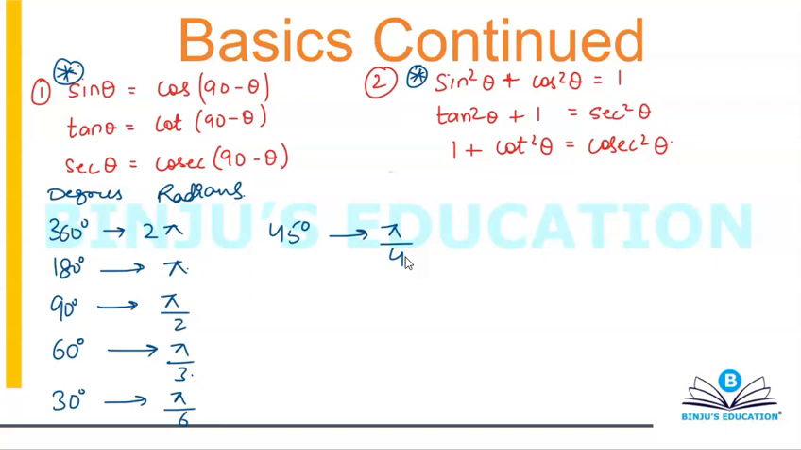Now, apart from this, the other thing that you need to remember is that there are certain angles for which you need to remember the value of sine, cos, tan, right? So I'm going to make a table, and in that table I'm going to write the corresponding values, the angles and the values of sine, cos and tan. So for 45 degrees, let me just write it here itself.